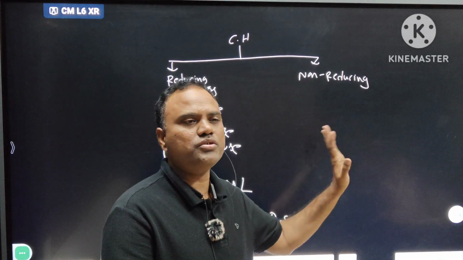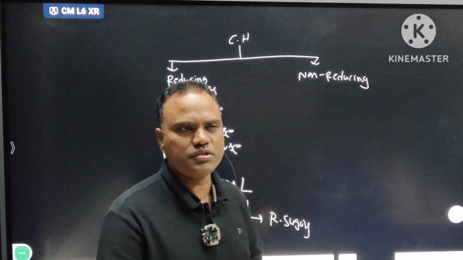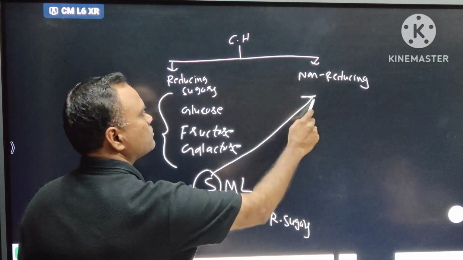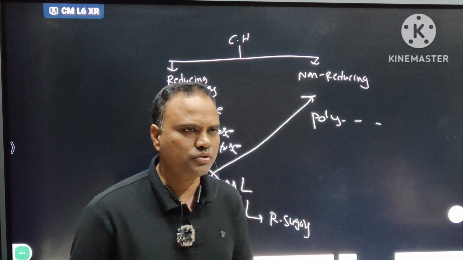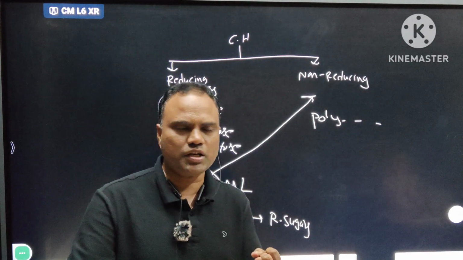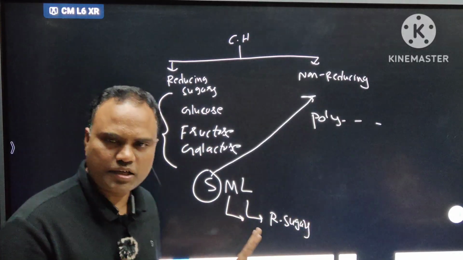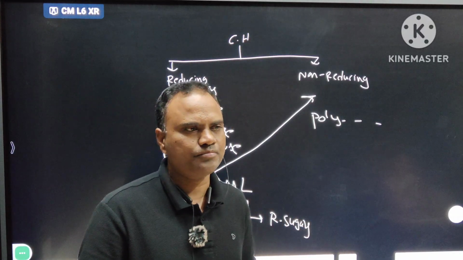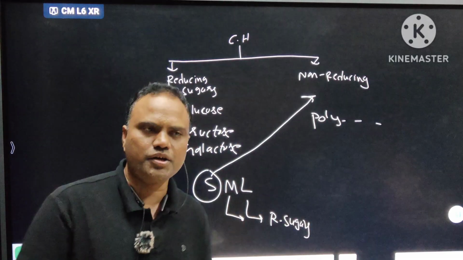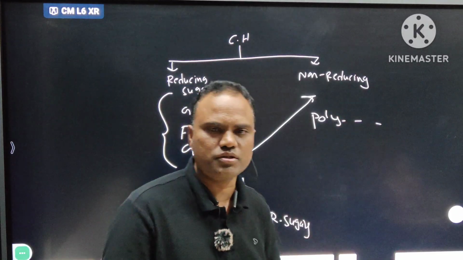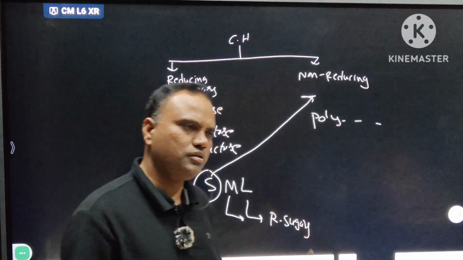Non-reducing sugars do not reduce Tollens, Fehling's, Benedict's. Examples are polysaccharides and sucrose. Polysaccharides are non-reducing sugars. Okay, right. Clear? First we classified based on hydrolysis: monosaccharides, disaccharides, polysaccharides. Second classification is based on the reducing property. Carbohydrates which reduce Tollens, Fehling's, Benedict's are called reducing sugars. Those which do not reduce them are non-reducing sugars. Non-reducing examples are very easy: polysaccharides and sucrose. Clear? Right.